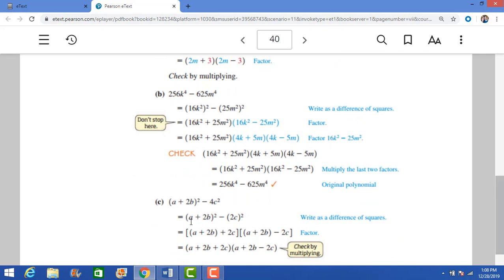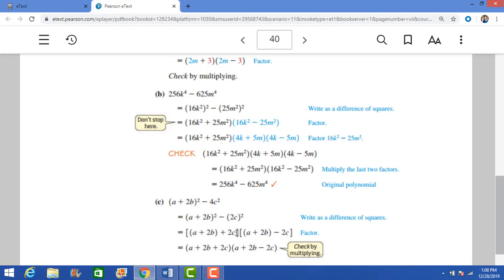So it's going to be this plus this times this minus this. And this is your factored form. Now we're going to simplify. This becomes a plus 2b plus 2c. So we can drop the parentheses on the inside. And over here we could drop the parentheses and it becomes this. So this becomes our final answer.